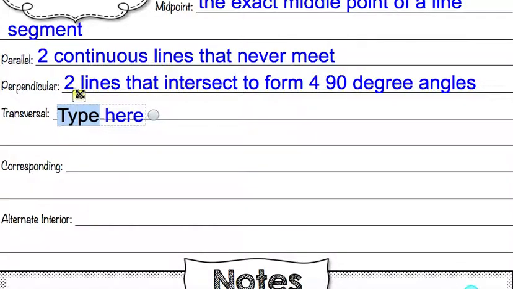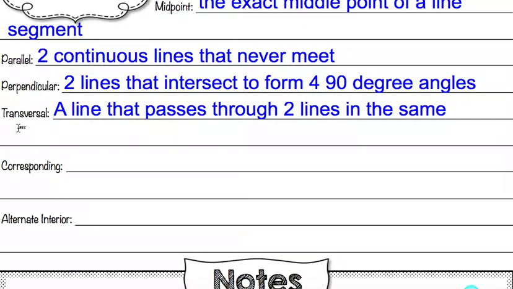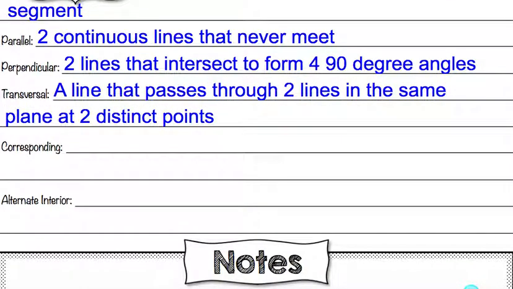A transversal is a special type of line. This is a line that passes through two lines in the same plane at two distinct points. Okay, so I'm going to draw a picture of what a transversal looks like. So you should have, here's an example, two lines and then another line that passes through those. And this other line is called the transversal.